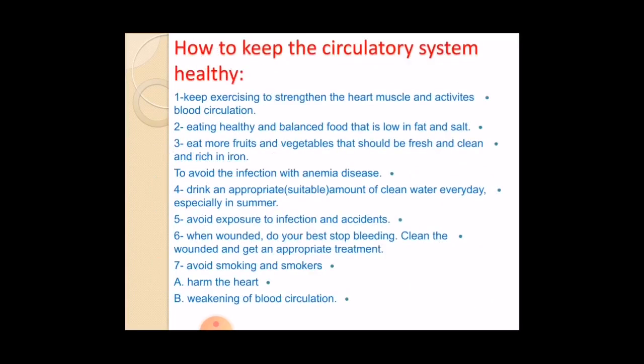Then, how to keep the circulatory system healthy? Number 1, keep exercising to strengthen the heart muscle and activate blood circulation. Number 2, eat healthy and balanced food that's low in fat and salt. Number 3, eat more fruits and vegetables that should be fresh and clean and rich in iron to avoid infection with anemia. Number 4, drink a suitable amount of clean water every day, especially in summer.